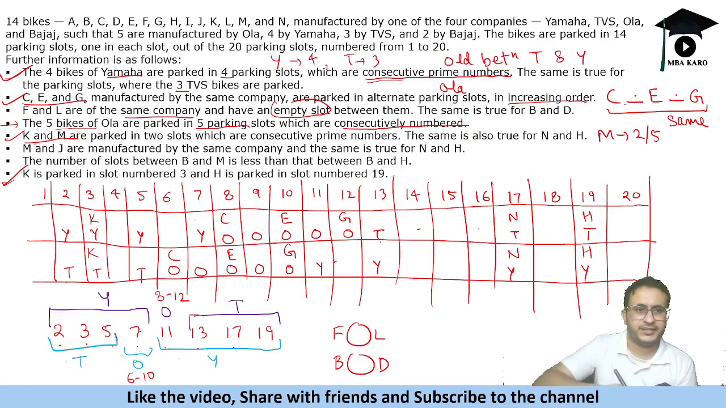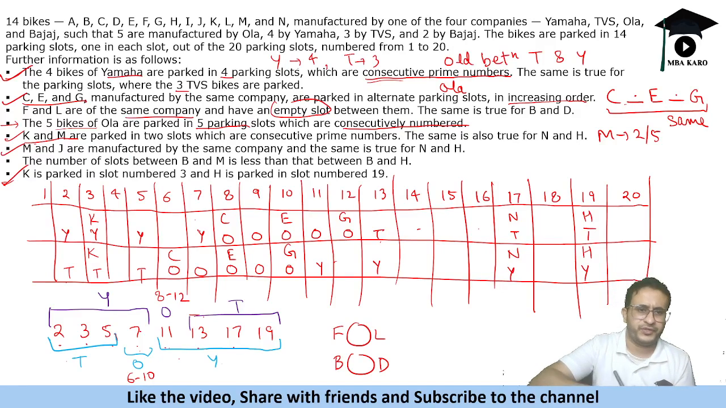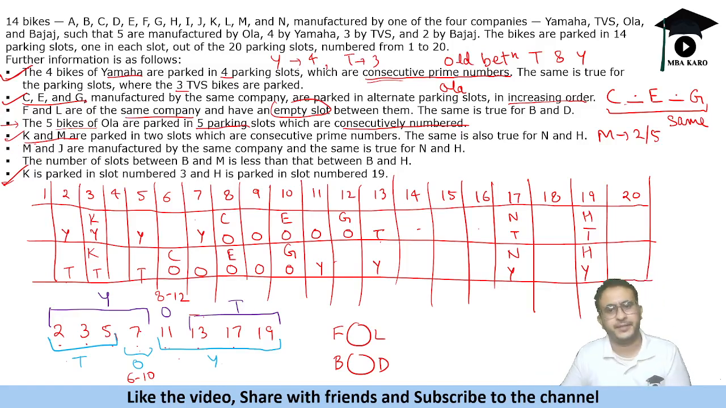Okay, then N and H is done. M and this is also done. Now, M and J are manufactured by the same company, and the same is true for N and H. So, N and H, of course, that is true. M and J also, they have to be by the same company. So that is not needed here. So J is not yet put. So M and J will be of the same company, right?